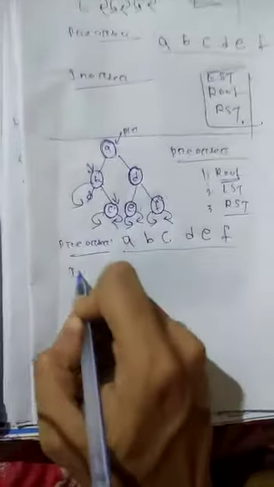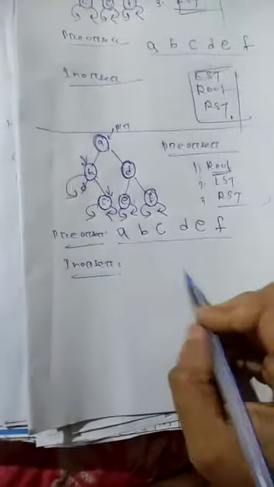Then in-order. What is the in-order traversal? First we write the steps. What does the in-order traversal algorithm say?